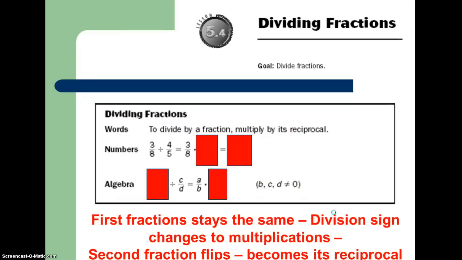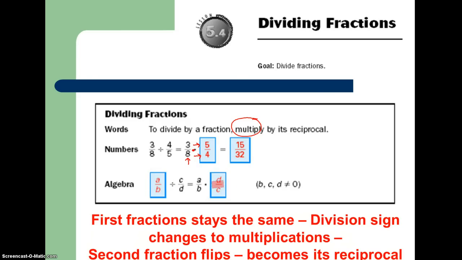To divide fractions, you multiply by its reciprocal. So 3/8 divided by 4/5: keep the first fraction the same, change division to multiplication, and then you flip the 5 and the 4. Now we can just multiply straight across. 3 times 5 is 15, 8 times 4 is 32. This works with all numbers as long as the denominators are not 0.